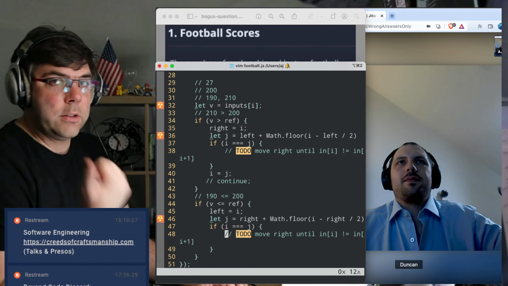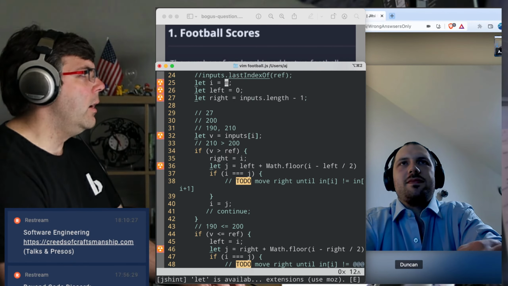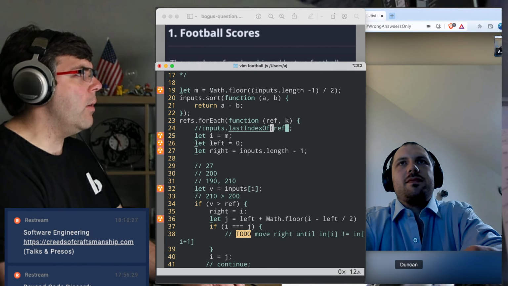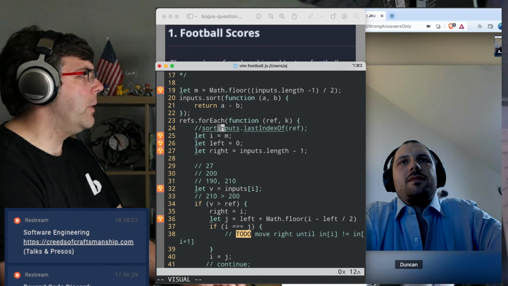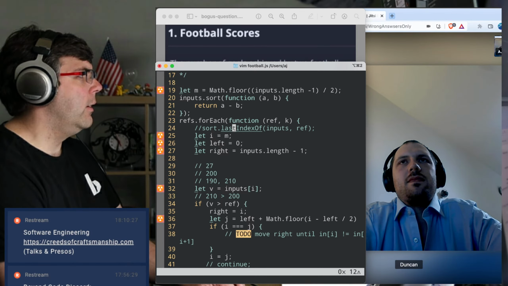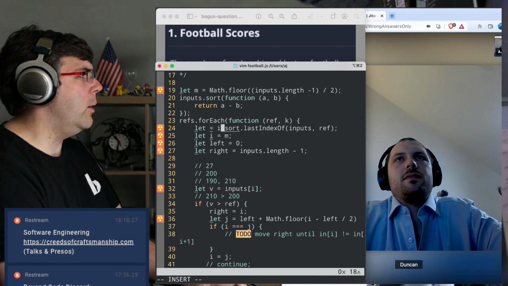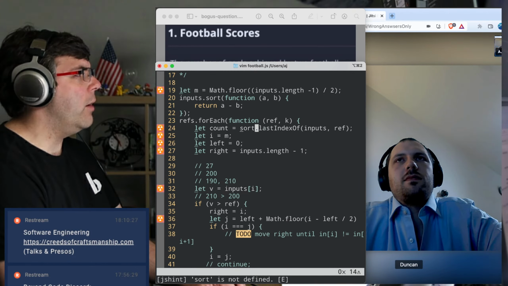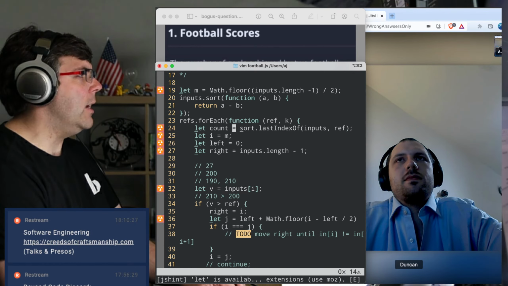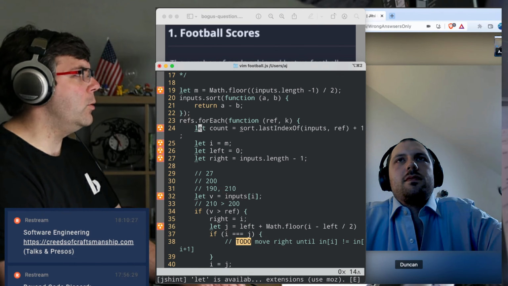If I was allowed to use Go for this problem, if we were to redo this from the top and I did this in Go, then that would be it right there. I would be doing a sort last index of inputs ref, and that would be my i value. Essentially my count would be whatever the last index is, plus 1. So that right there, that's the solution in Go.